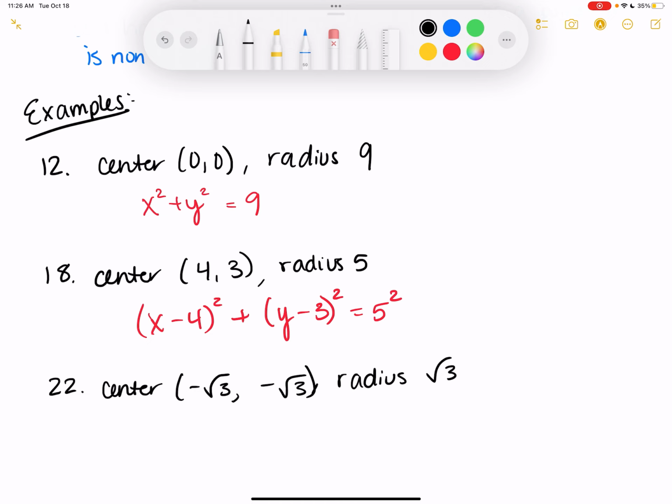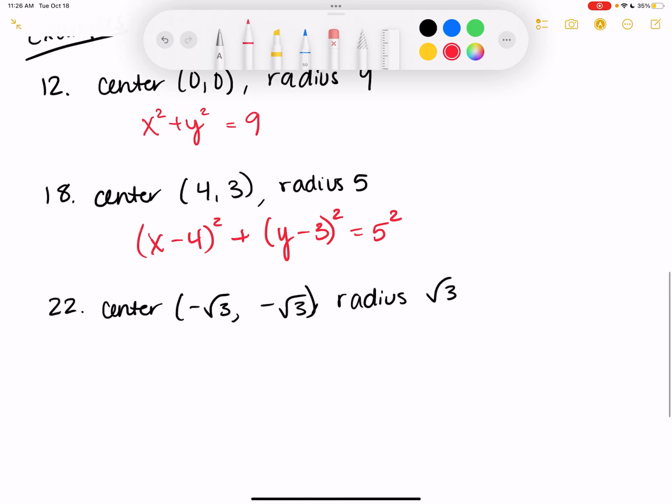x minus the square root of 3, right? Well, minus a negative, plus square root of 3, squared, plus y plus the square root of 3, squared, equals square root of 3 squared. That's the answer. Yep. Alright, is there something more complicated than this? Yeah. Let's do it.